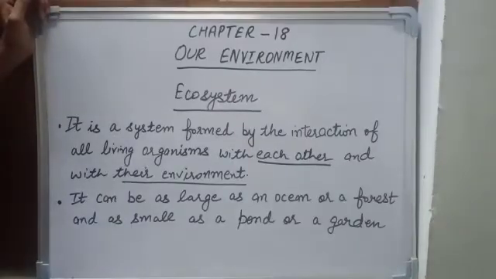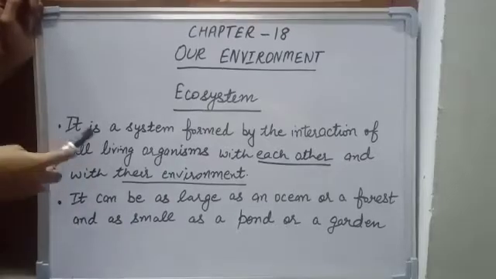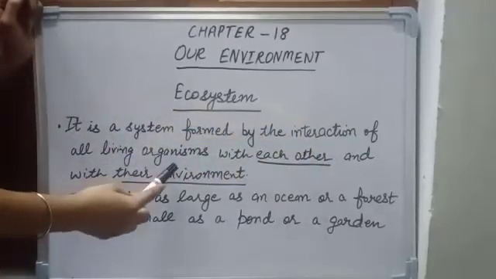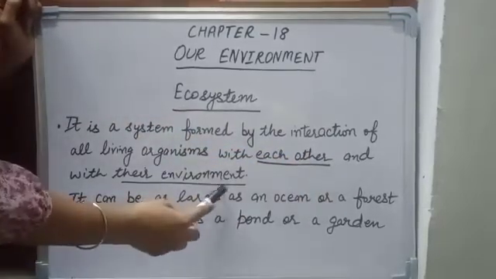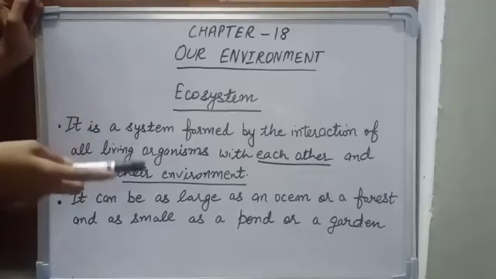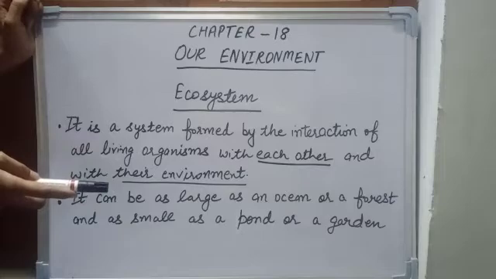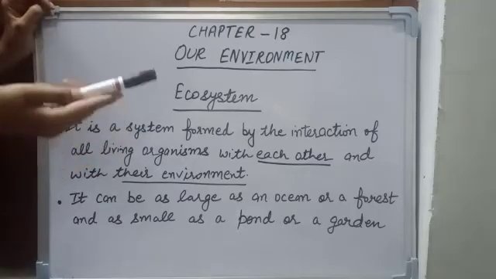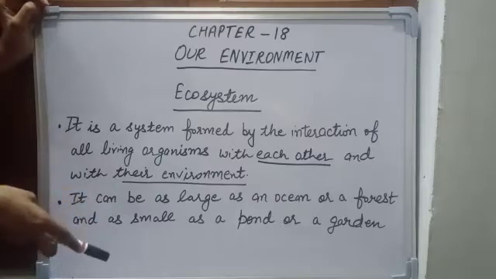So our next topic is ecosystem. What is an ecosystem? It is a system formed by the interaction of all living organisms with each other and with their environment. Meaning all the living things like plants, animals, insects, birds, human beings, they all are dependent on each other and their environment, and along with the non-living things. They are also dependent on non-living things for their survival.